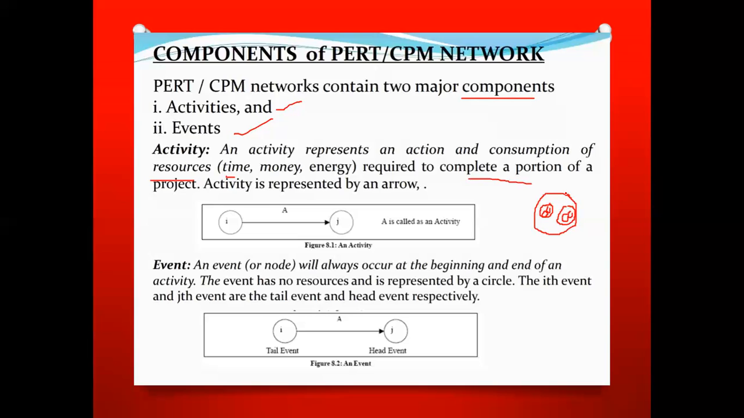This is a project, this one is your event, this one is your activity. Okay, understood? The portion of a project activity is represented by an arrow. Activity we are showing by the arrow. Now A is called an activity.